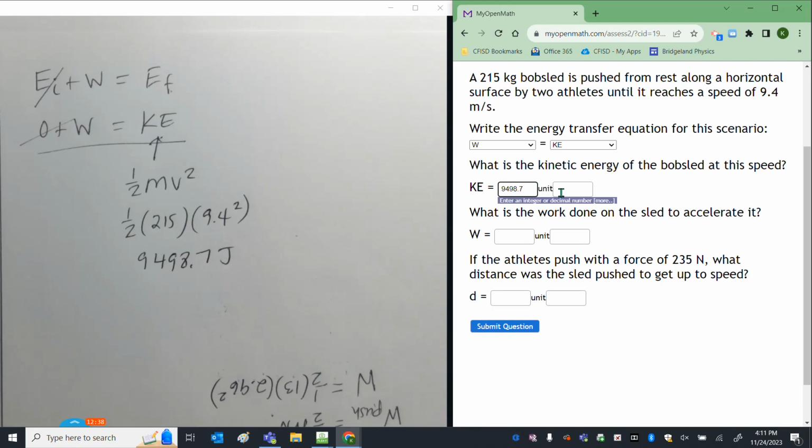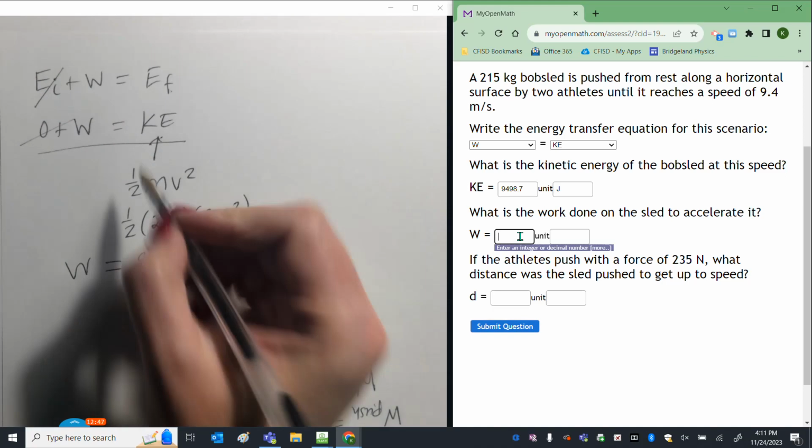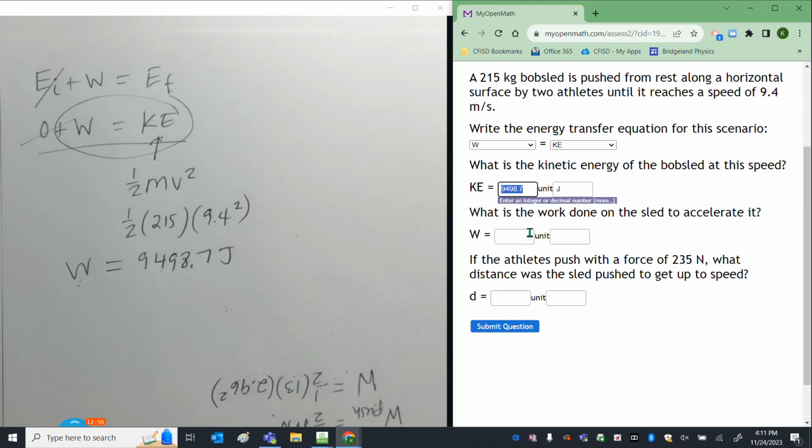So that would be its kinetic energy, 9,498.7 joules. What is the work done to accelerate it? Again, this KE that we just found is equal to the work. That's what this equation says. Work equals KE. So this is equal to KE, but it's also equal to work. I don't have to do another calculation. It's the exact same number that I just found.